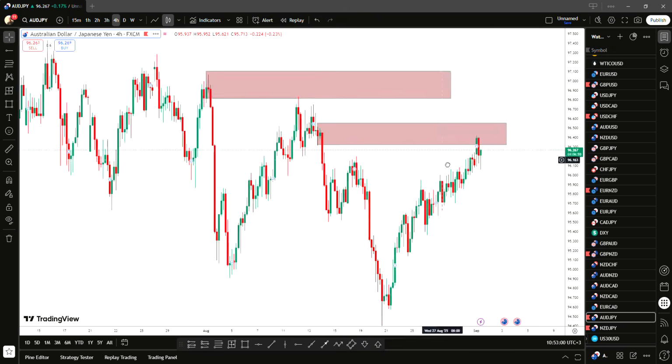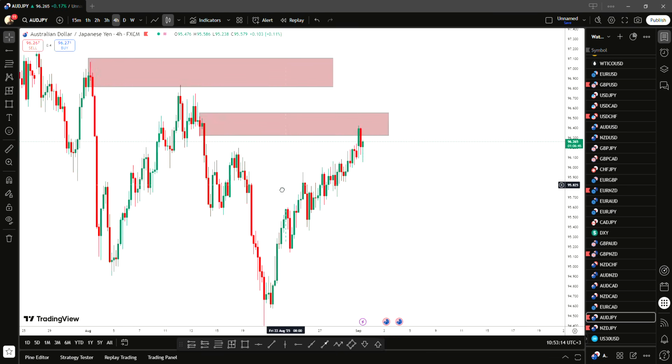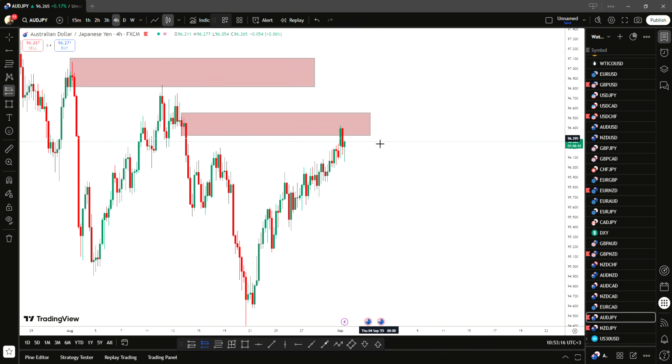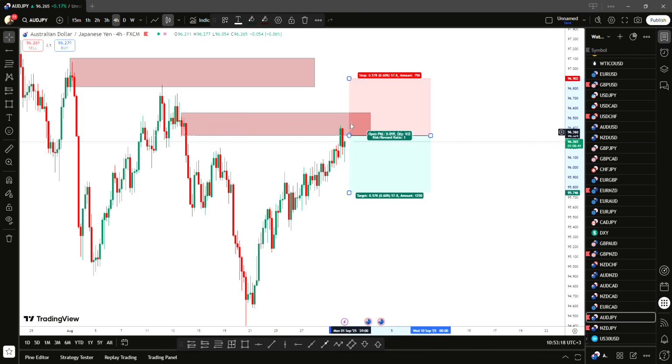Why? Because I always prefer the first break of structure. You see this one here, it broke structure here. When price comes back to the zone, it is going to be a massive fall. So I always prefer the first break of structure over the second break of structure. Those ones, sometimes they work out, sometimes they don't. But that first break of structure is almost always guaranteed.